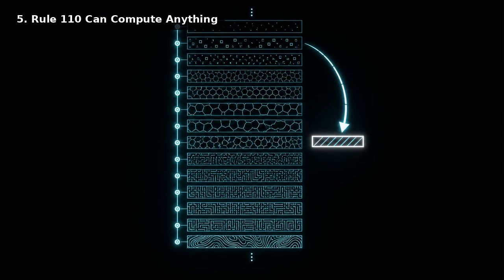So why can't we just predict these patterns? For rules like this, there is no shortcut. To know row a million, you run a million rows. The fastest way to the answer is to live it. That wall has a name, computational irreducibility.